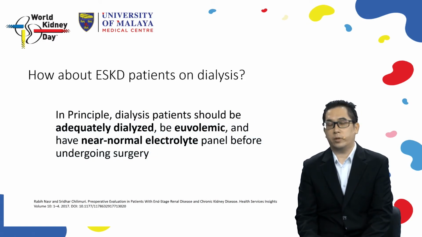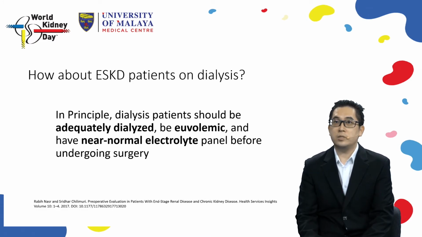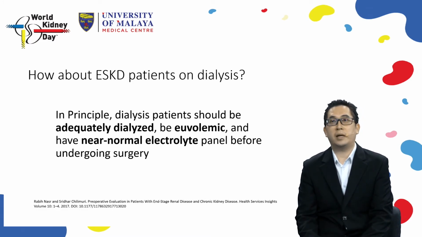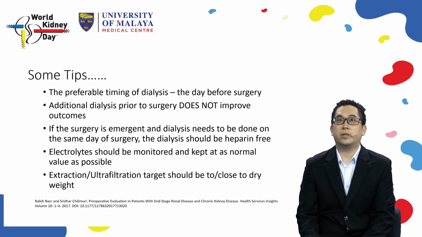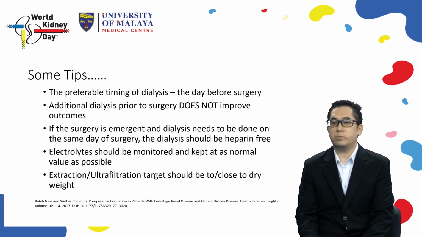One commonly encountered scenario is an end-stage kidney disease patient on hemodialysis or peritoneal dialysis getting admitted for operation, and we usually get called to help optimize and deliver the dialysis perioperatively. So generally, in principle, dialysis patients should be adequately dialyzed, be euvolemic, and have a near normal electrolyte panel before undergoing any surgery. And just to give some tips on how to go about this, of course, we the renal team will always be very happy to help you manage the patient perioperatively.